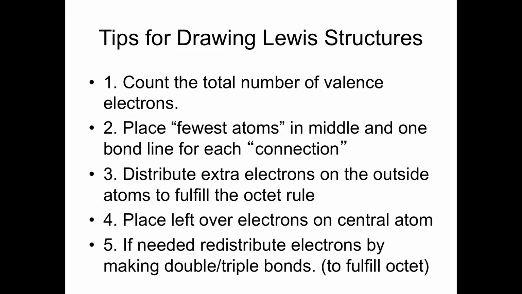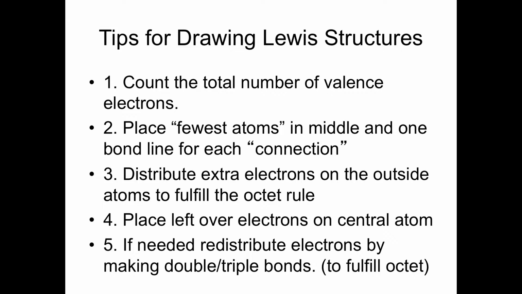Number 1 is you're going to count the total number of valence electrons that you have. You look at what elements you have, count up the number of valence electrons that they all have combined, and write it down. Number 2 says place the fewest atoms in the middle. For example, if you have H2O, there are 2 hydrogens and 1 oxygen. When we draw these, I'm going to put oxygen in the center because there's only one of those, whereas I have 2 hydrogens. Next, you're going to draw a bond line connecting all the things together.